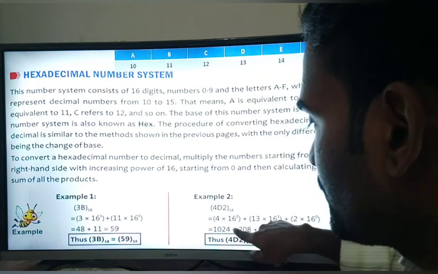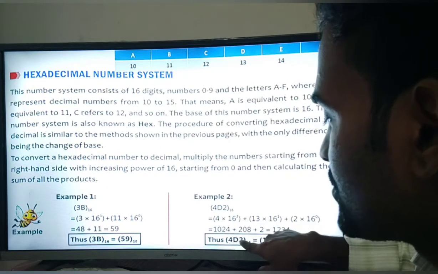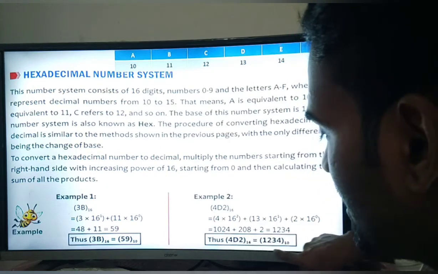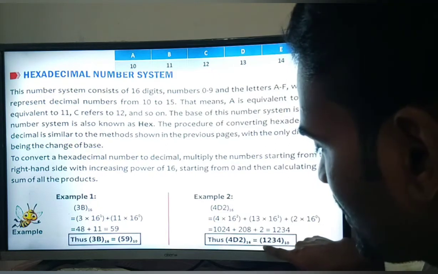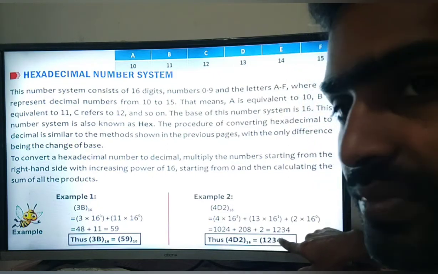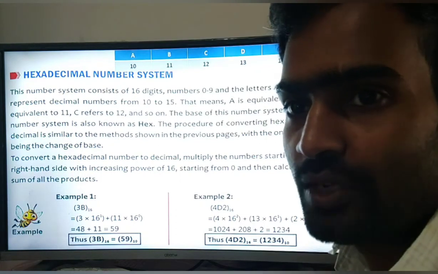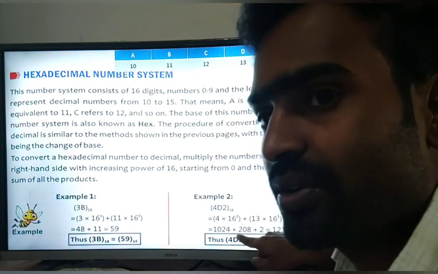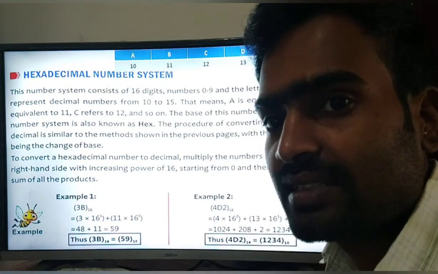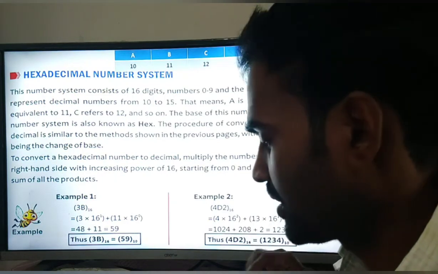And the same way when we calculate, 4D2 is a hexadecimal value, and the answer in decimal value is 1234. 1234 is the decimal value. We have converted from hexadecimal to decimal value. Clear, dear children?